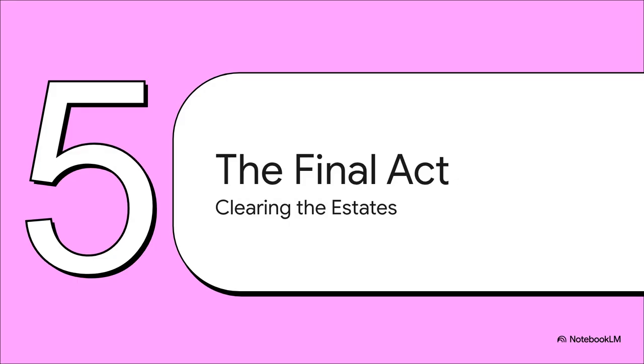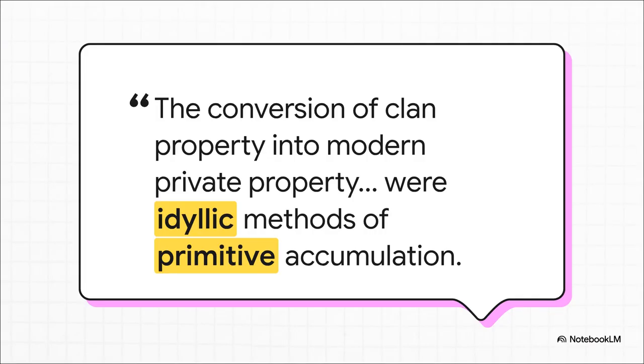Okay, that brings us to the final and most ruthless phase of this whole process. This continued right into the 19th century, and the most infamous example is the clearings that took place in the Scottish Highlands. Marx's language here is just dripping with irony when he calls these methods idyllic. This final phase was all about sweeping away the very last traces of the old forms of property. In Scotland, for instance, the clan property of the Highlanders was just systematically converted into the private property of the clan chief, who then went about clearing the estates of people entirely.